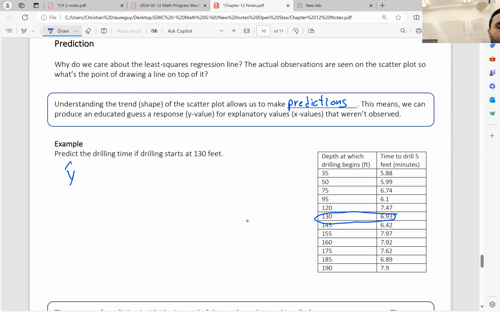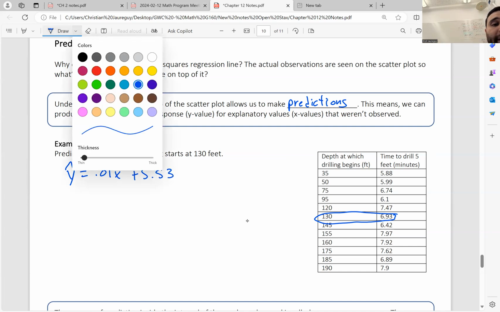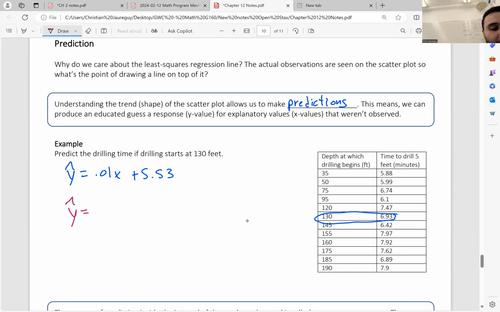So from before, we know that y hat equals 0.01x plus 5.53. And to make this prediction, y hat equals 0.01 times 130 plus 5.53. And as I put that in my calculator, sorry about this, 0.01 times 130, and I'm sure you can do this as well, that gives 6.83. And that's how we'd make predictions, right?